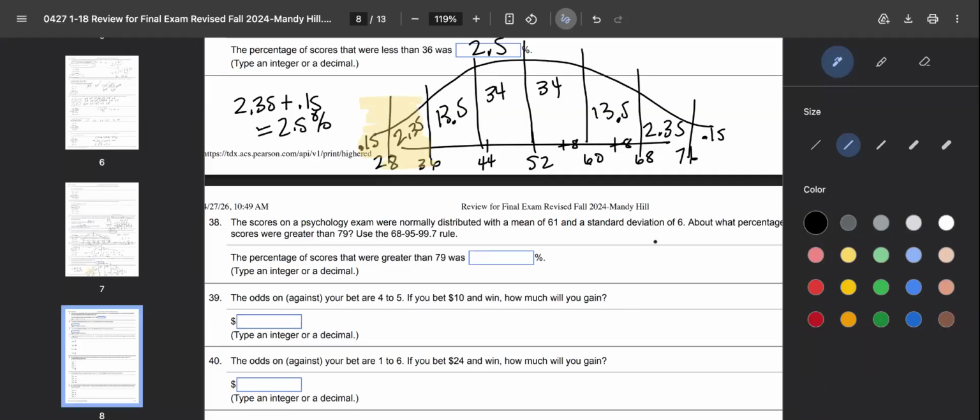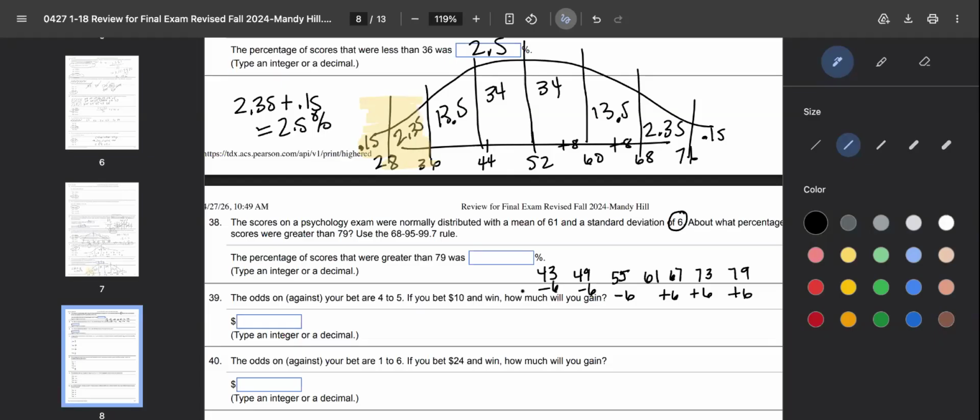Okay, so the psychology exam, the average score is 61. So we have a standard deviation of 6. So we would keep adding 6. So that's going to be 67, 73, 79. In the opposite direction, we're going to subtract 6. So 61, take away 6, we're at 55. Subtract 6 again, we're at 49. Subtract 6 again, we're at 43.